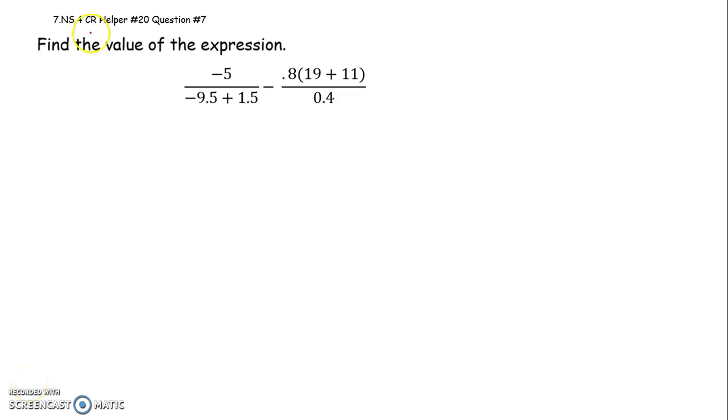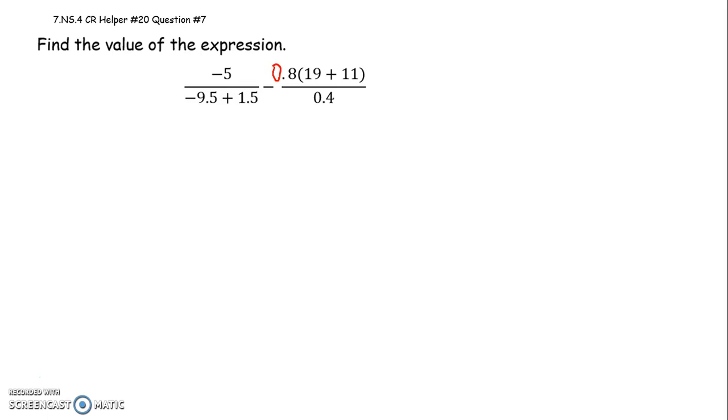Seventh graders, this is to help you with question 7 on CR20. I'm just going to put a 0 there so you see it's 0.8. It says find the value of the expression. This is similar to a release state test question. You have to show all work. But the good news is for extended response on the state test, you are allowed a calculator.